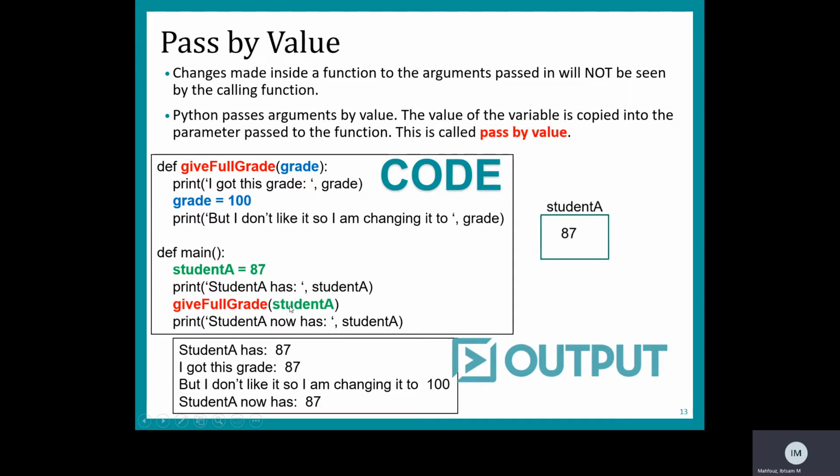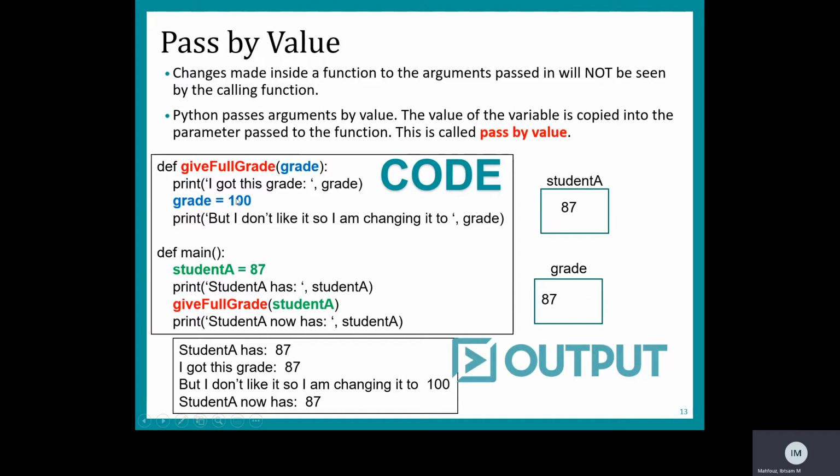Okay, so this is happening because of something called pass by value. So in main, initially, we had student A had the value of 87. Okay, and then we called give full grade on the student A. What happened was give full grade went to RAM and got space to store a variable called grade. So this is now a different RAM space. So this is the RAM space that's used by main. And now give full grade created a new RAM space and labeled it grade. And what happens is the 87 that was in student A got copied into grade. So whatever was in student A got copied into the variable grade.